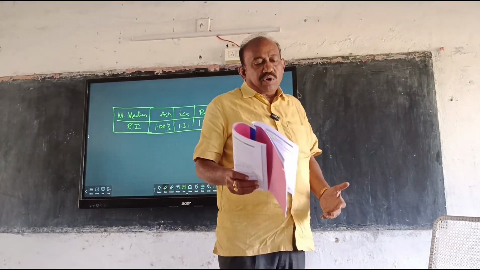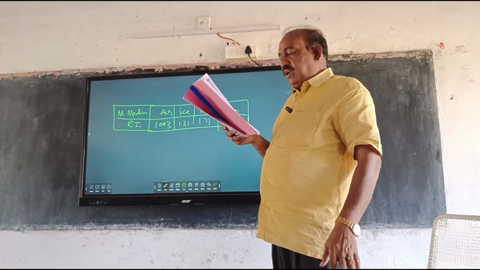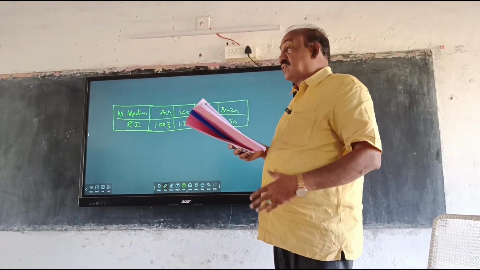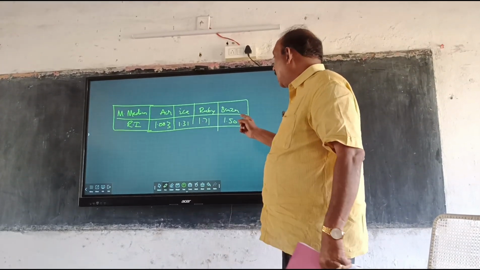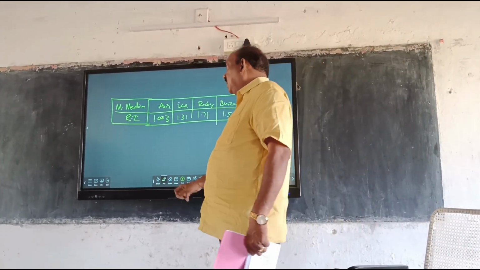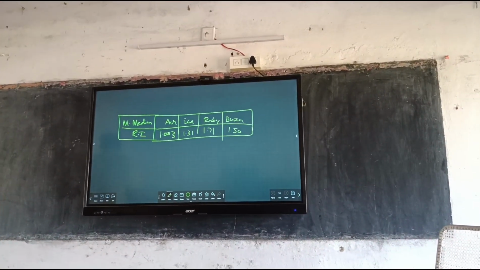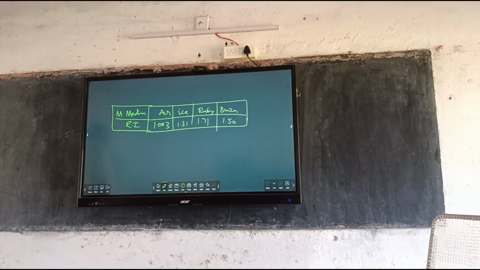Now, what type of question is asked? Question 1: which material medium is optically rarer? Tell me the answer. Air. Why? Why is it rarer? I want the reason. Why is it rarer? Anyone?